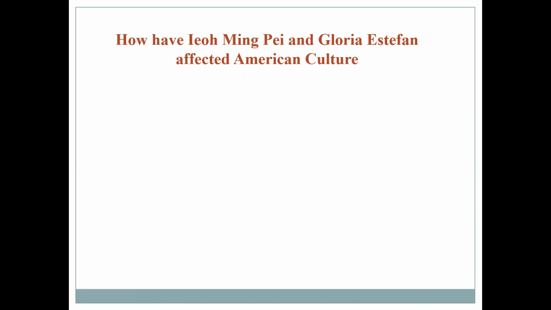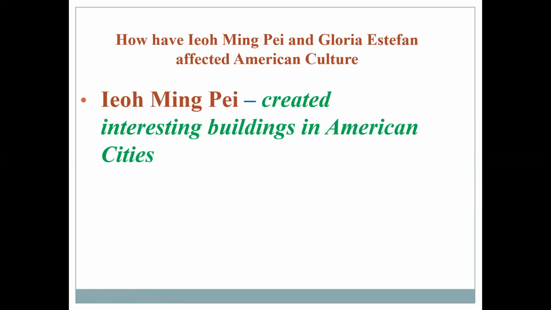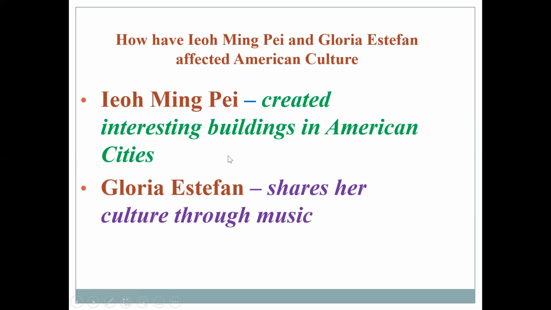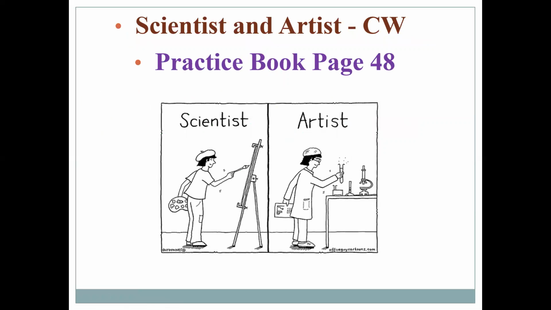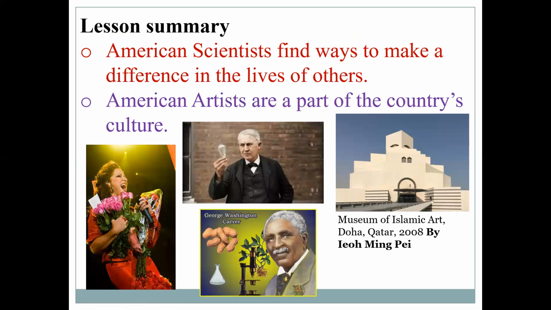Now, here's a question for you. How have Ming Pei and Gloria Estefan affected American culture? Well, Ming Pei created interesting buildings in American cities, and Gloria Estefan shares her culture through her music. Okay, so did you enjoy this lesson? We will be doing a scientist and artist worksheet, which is in your books. I will be posting it shortly. Let's look quickly at the lesson summary.